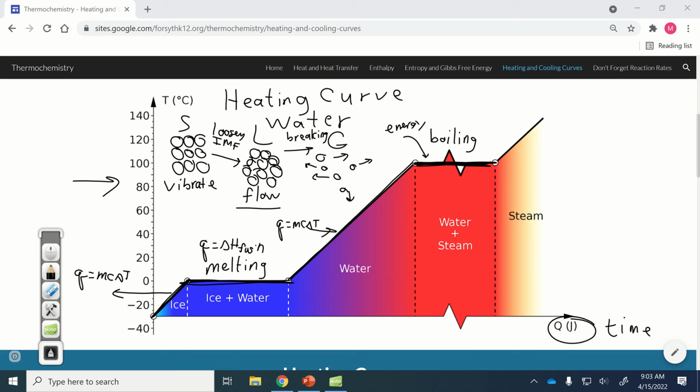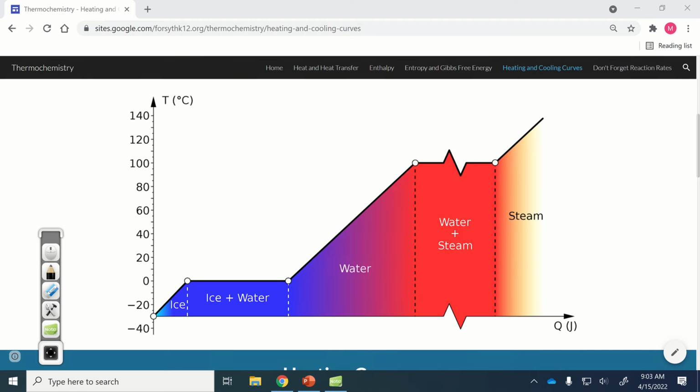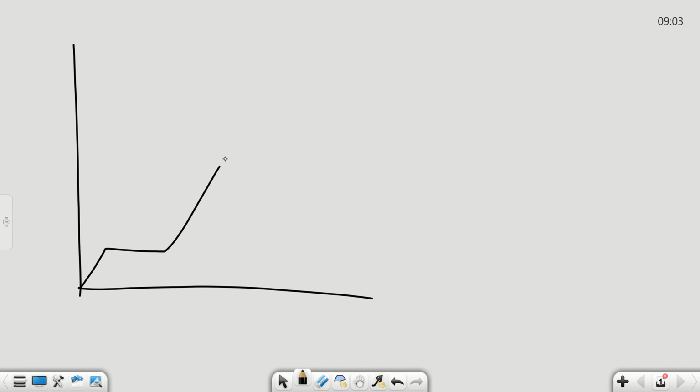All right. Now, a couple things I do want to point out with this. I'm going to just quickly draw another one. Okay, it's with the heating curve, and that's not shown on that graph so much. We should see that the boiling part should actually be longer than the melting section.